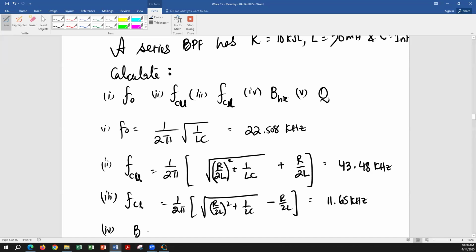Bandwidth is FC upper minus FC lower, which is 31.83 kilohertz.